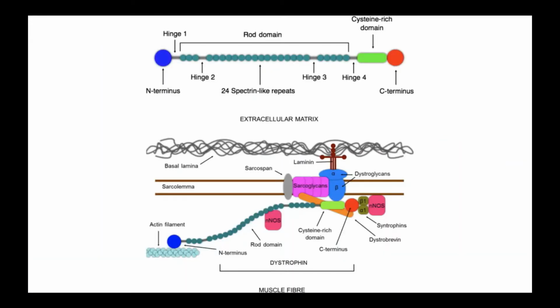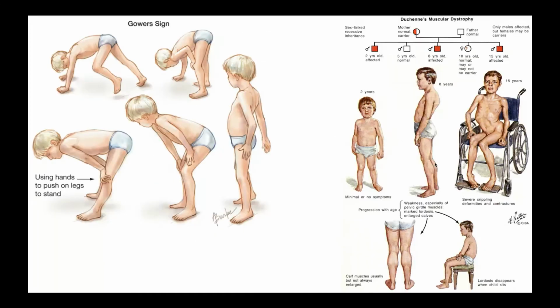DMD, the gene that encodes for dystrophin, is the largest known human gene. It is found on the X chromosome and has 79 exons and over 2 million base pairs. And it is expressed mainly in muscle cells. The protein is effectively a large rod which attaches to the intracellular cytoskeleton on one end and to a transmembrane protein on the other end.